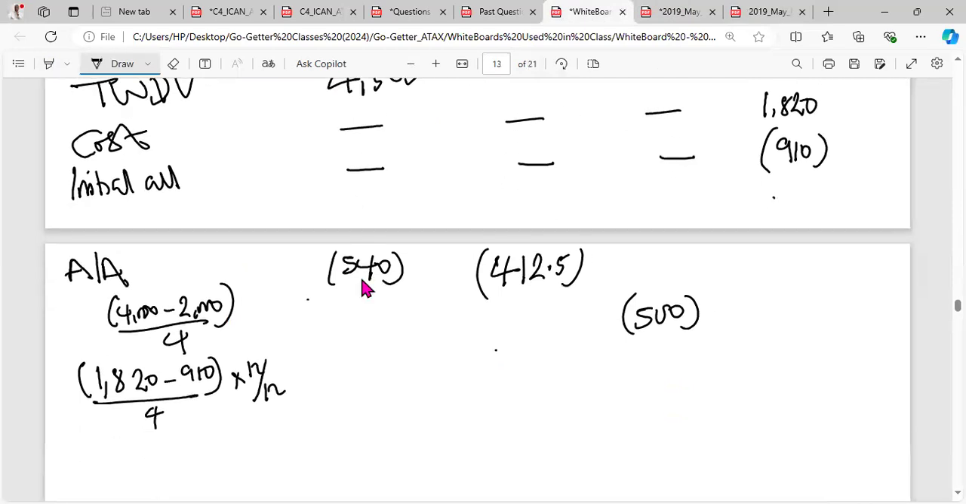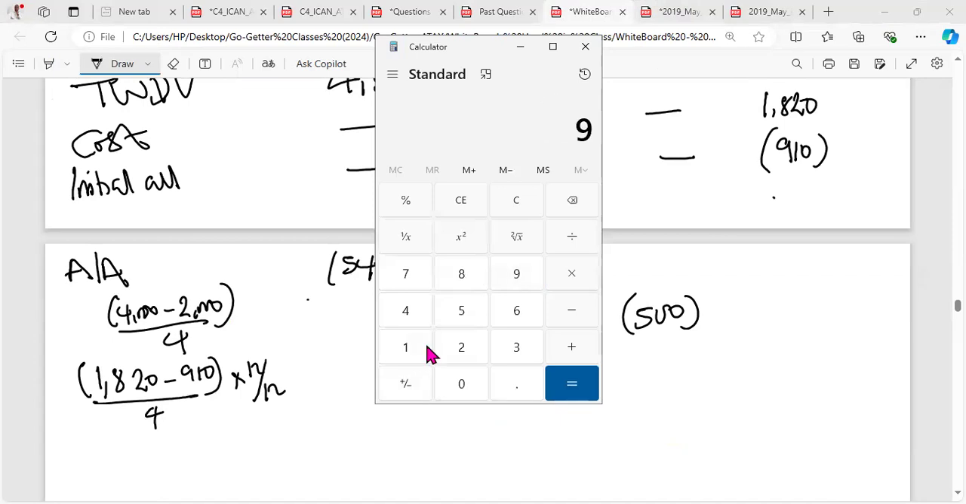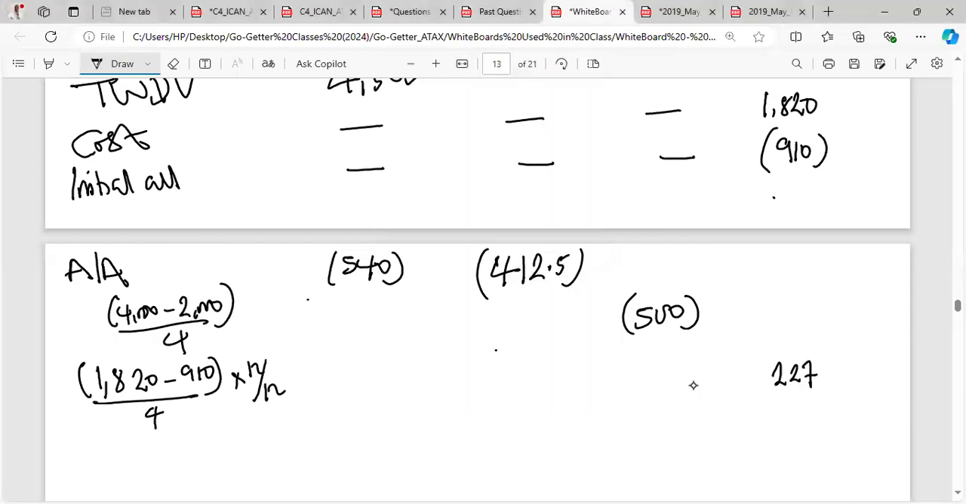So what do we do? It's as good as saying 910 because that was 50%. 910 divided by 4, 227.5. So let's just write it here. 227.5. So let's bring all our figures.